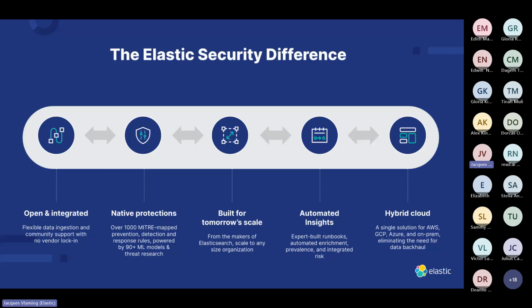Once again, because we're a big data platform, we're able to build for tomorrow's scale. And then we provide automated insights. So if you are being attacked as an organization, what do you need to do to mitigate that attack? We provide runbooks that will help you through that. And then, of course, once again, we're hybrid. So we're able to run on any of the major hyperscalers: AWS, GCP, and Azure. And if you need to deploy on-prem, you're able to do so.